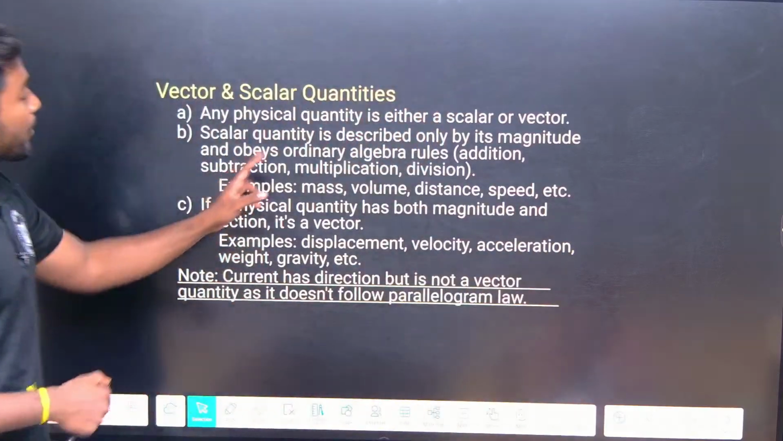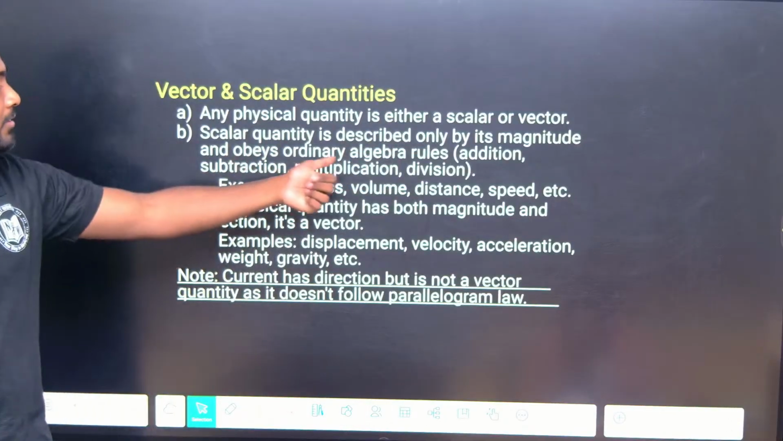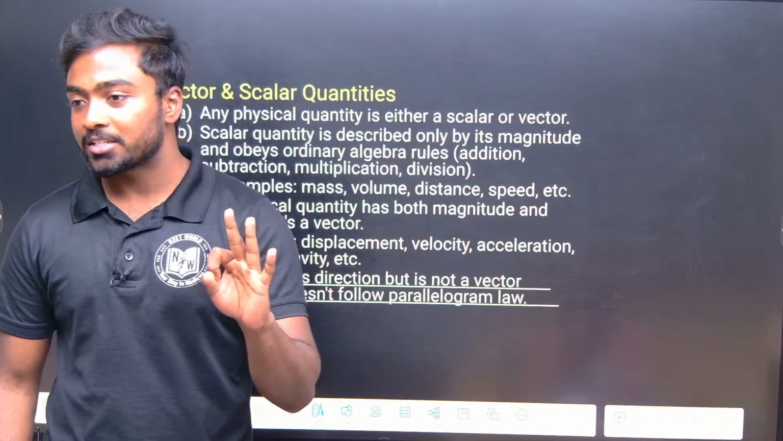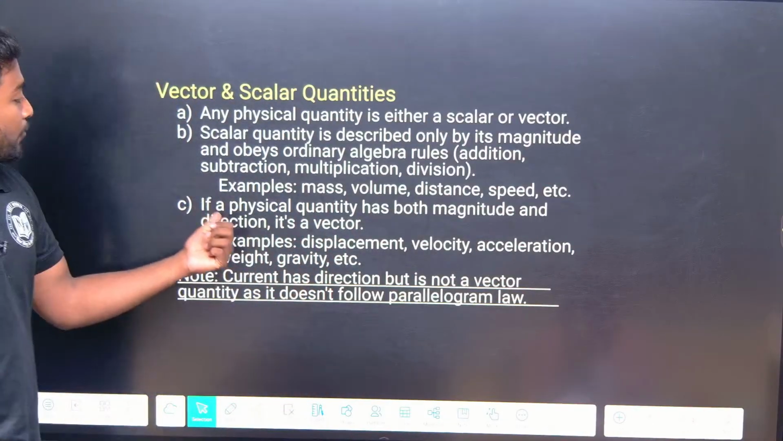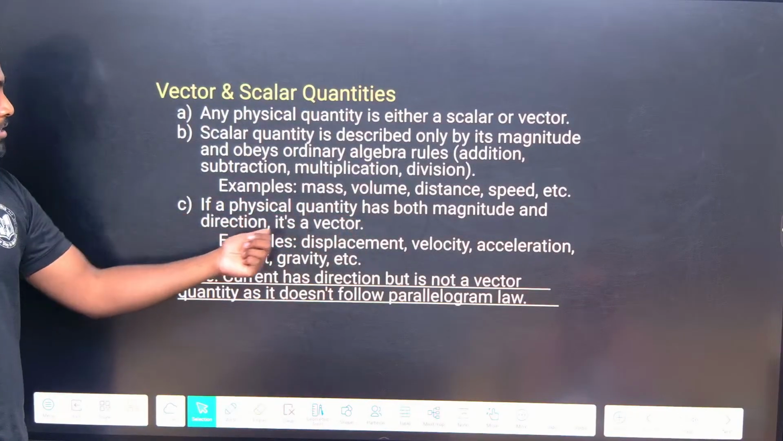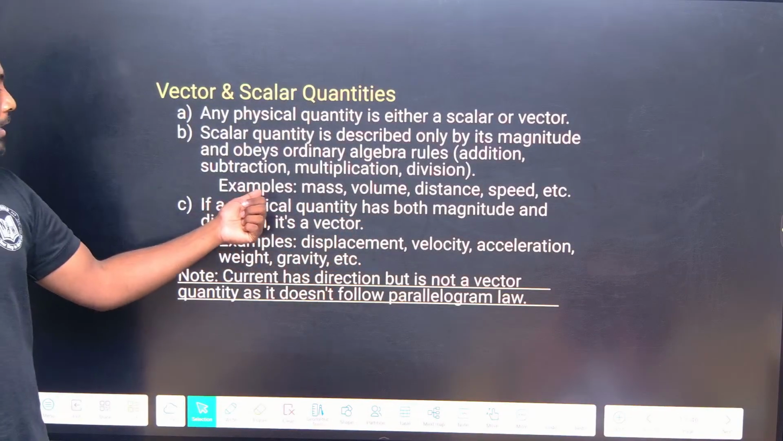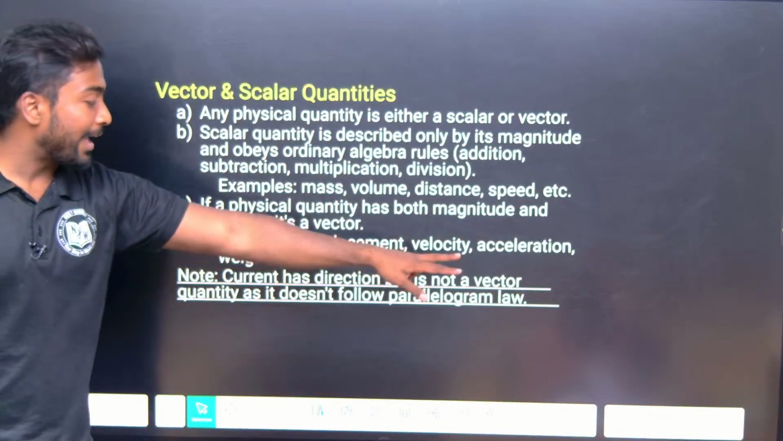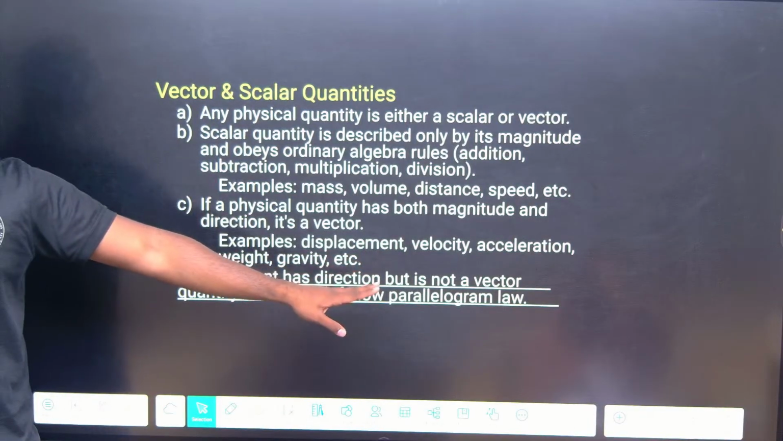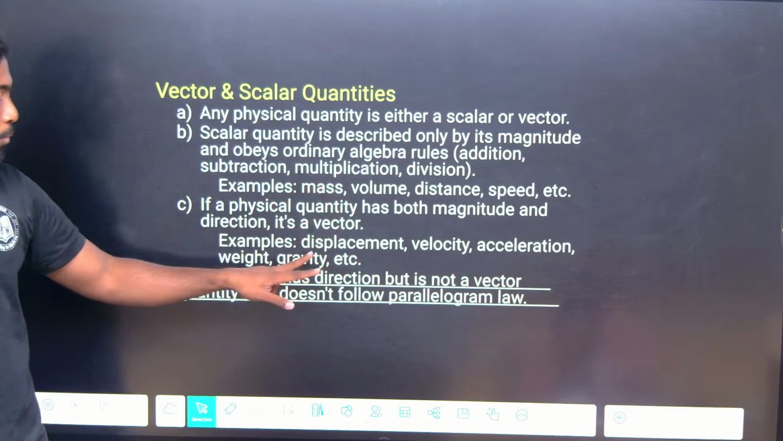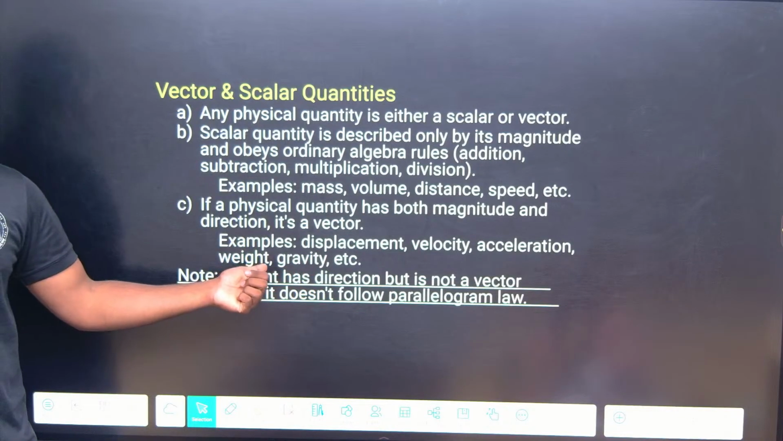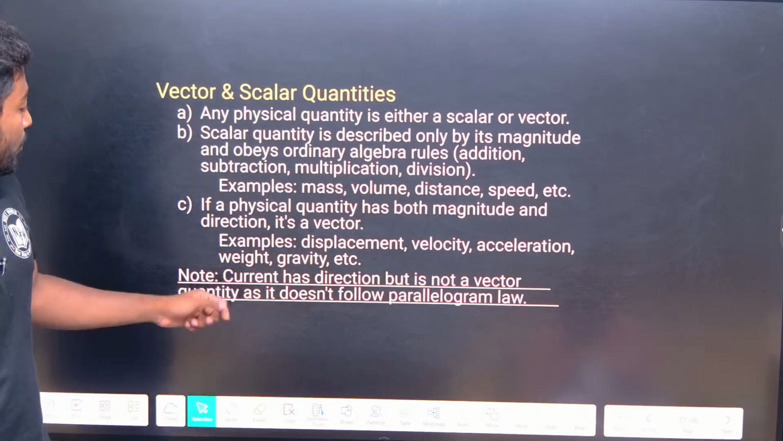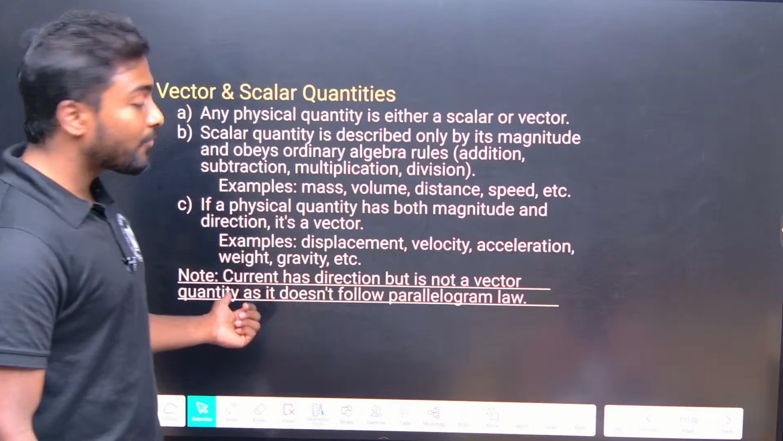So the next point, a scalar quantity is described only by its magnitude and obeys the ordinary algebra rules, which are addition, subtraction, multiplication and division. And if any physical quantity has both magnitude and direction, it's a vector. For example, mass, volume, distance, speed are scalars, whereas displacement, velocity, acceleration, weight, gravity are vectors. The main difference between mass and weight is that weight depends upon gravity, but mass doesn't depend upon gravity.